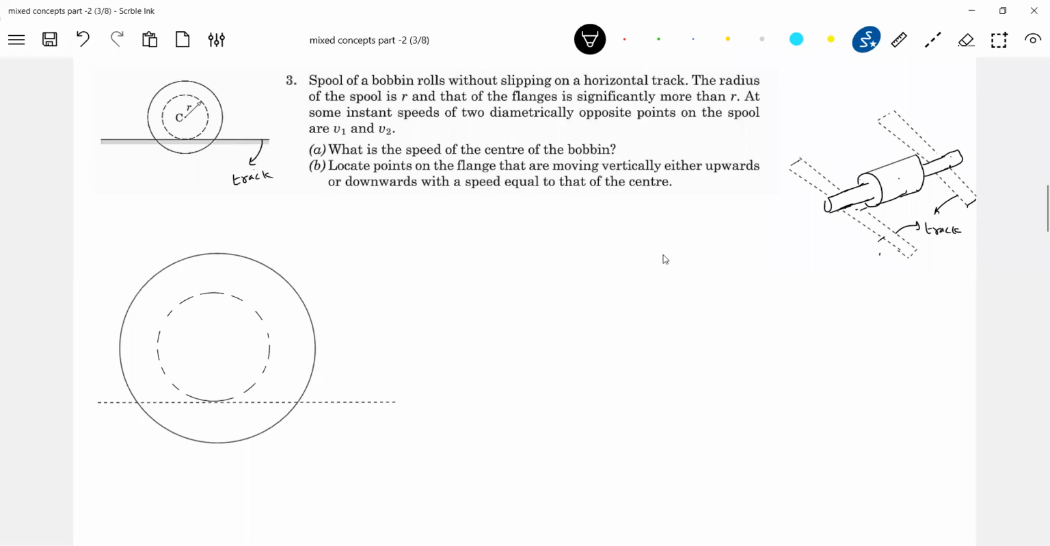Chapati roller, best example. Now let's get into the problem. A spool of a bobbin rolls without slipping on a horizontal track. This is that track. Now, the radius of the spool is r and that of the flanges... What do you mean by flanges? This is the flanges.